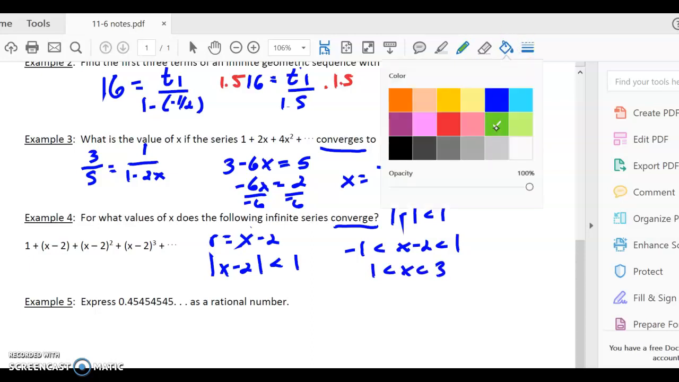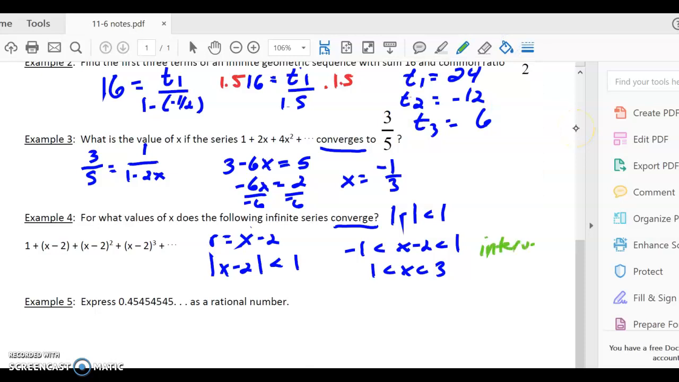This, by the way, is known as the interval of convergence. Any numbers between 1 and 3, non-inclusive, would yield an infinite sum that would be convergent.